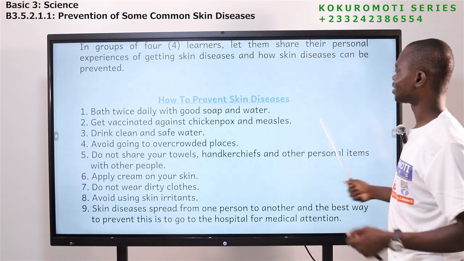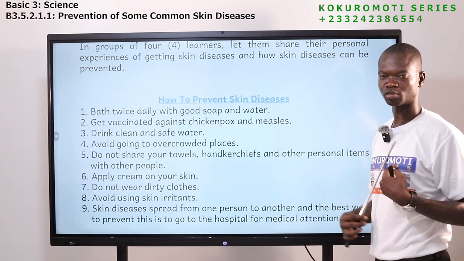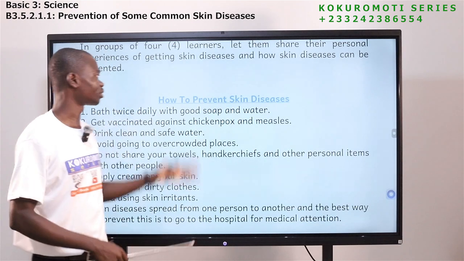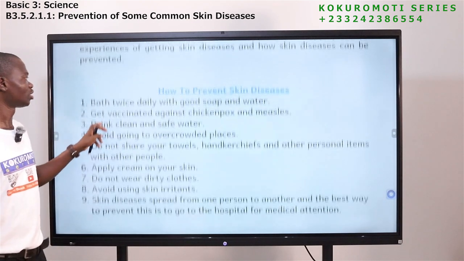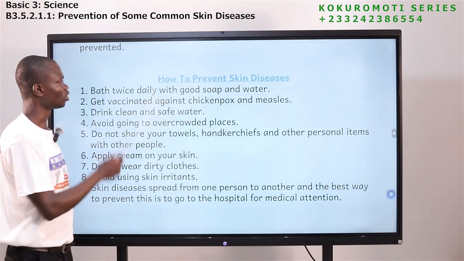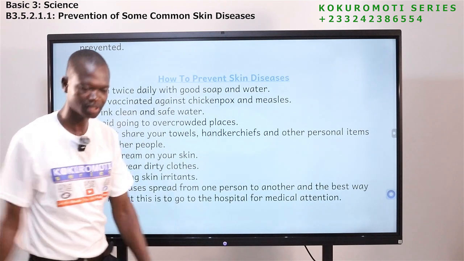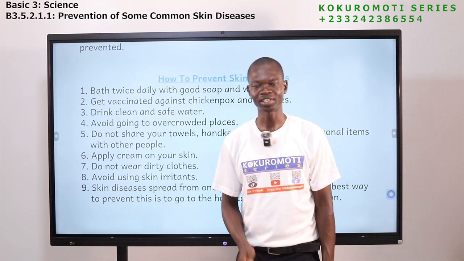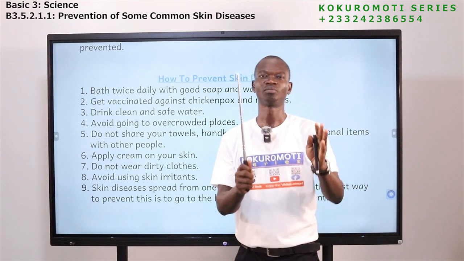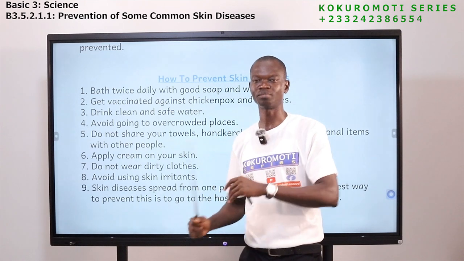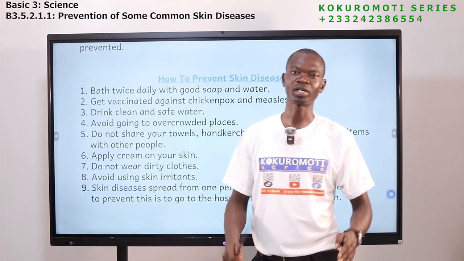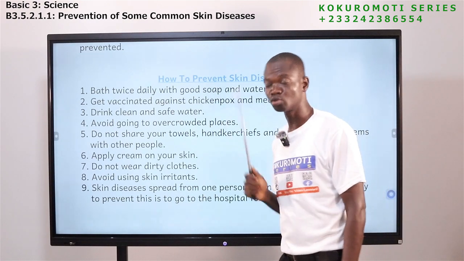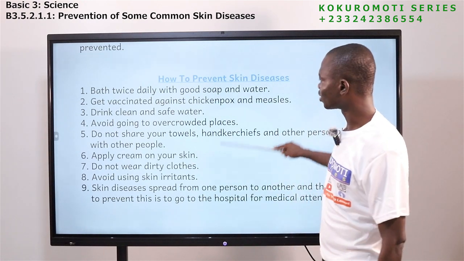Now, how do we prevent skin diseases? This part is very important to me, and it's also important to you. We are looking at how to prevent skin diseases. The first one: bathe twice daily with good soap and water. I told you from the beginning that bathing is important. Bathe two times, morning and evening. When you are going to sleep, bathe. When you wake up, bathe. So bathe twice every day, and make sure you bathe with good soap and clean water.